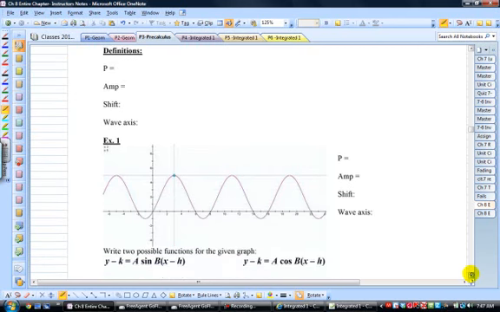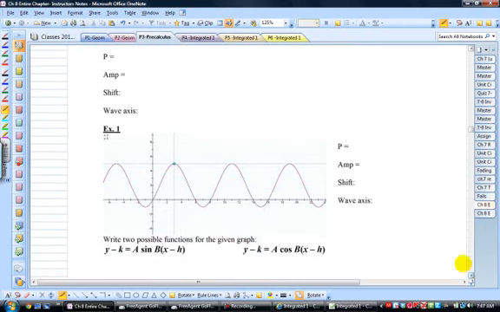What we want to do is define the period, the amplitude, the shift, the wave axis. I'm going to do that as I describe this wave right here. We call it a sine or cosine wave. It's actually both. You can express it either as a sine wave or cosine wave. I'll show you how to look at the graph and determine the period, determine its amplitude, determine how it's shifted for the sine and shifted for the cosine, and what the wave axis is. So we start off with the period.